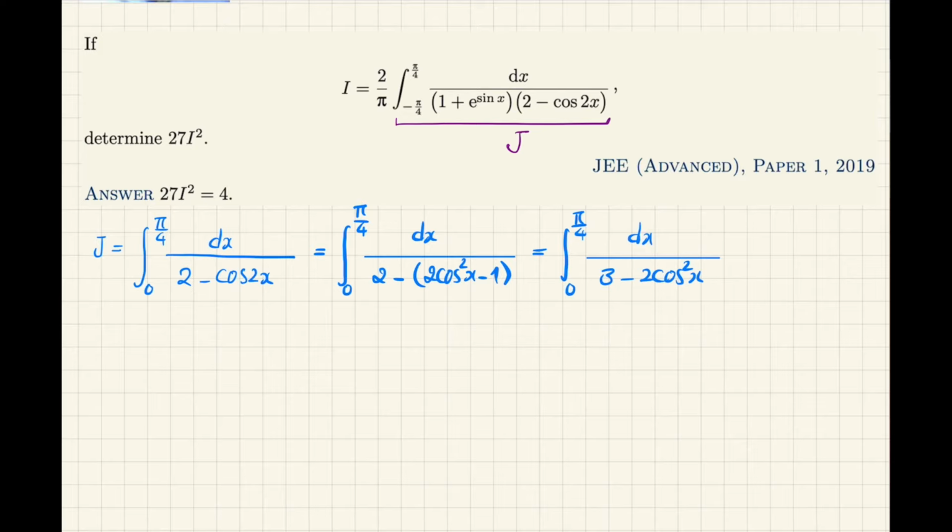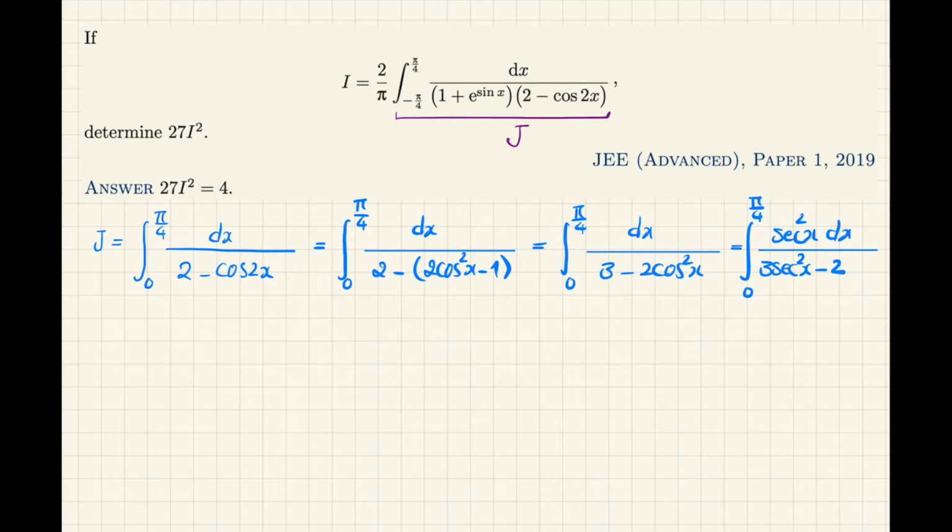And then what I do, I multiply the numerator and denominator by secant squared. These are standard techniques, yes? So I will multiply the numerator by secant squared x. And what happens in the denominator, I will get 3 secant squared x, but secant squared multiplied by cosine squared becomes 1. So this is the case.